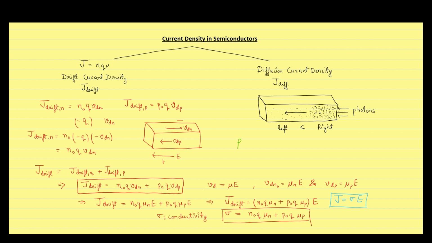And another formula which you might be familiar with is resistivity rho is equal to 1 upon conductivity. Another very simple formula is resistance R is equal to resistivity multiplied by length of the semiconductor divided by area of cross section of the semiconductor. By using these formulas, many questions can be framed. That's all for this lecture. I will see you in the next lecture in which we will discuss diffusion current density.